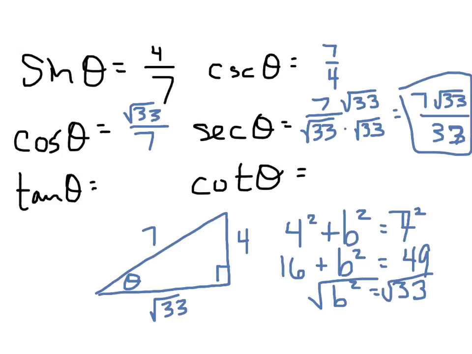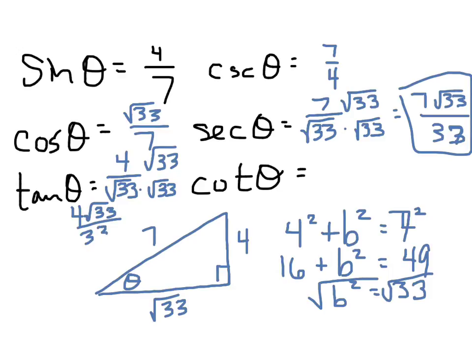What about tangent? 4 over root 33. Can you have root 33 on the bottom? No. How do you get rid of it? Times it by itself, top and bottom. Kind of the same process as what we did for secant, right? So what's my final answer? Can any of that reduce? No. What about the cotangent? Good job, you guys. That's it.